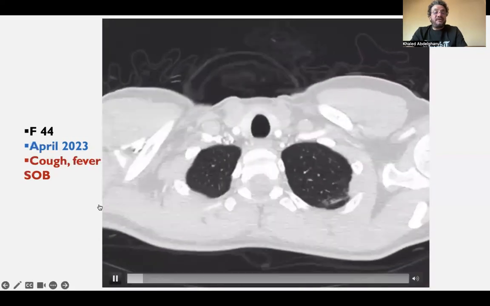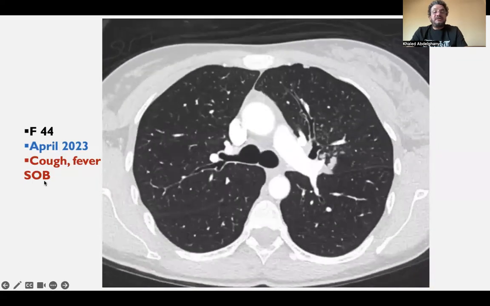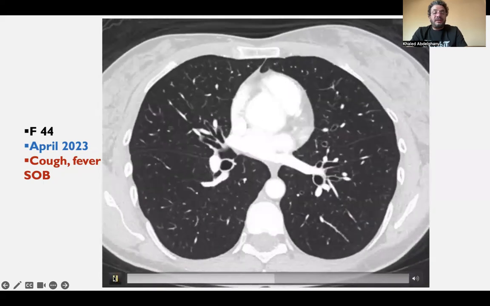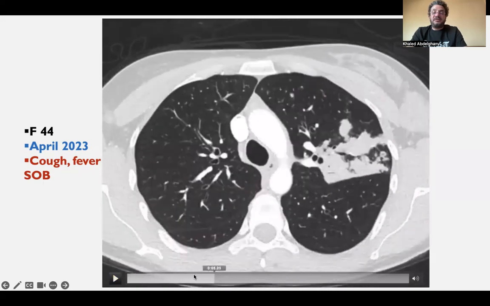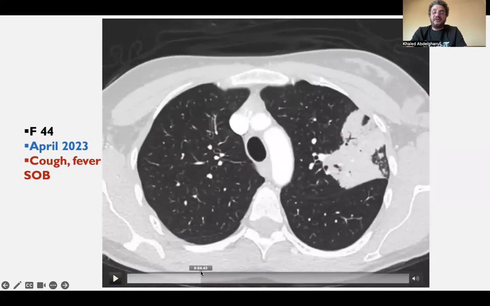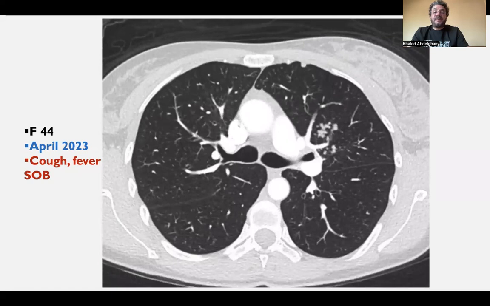This is the first scan. The patient was complaining of cough, fever, and shortness of breath. In this scenario, the patient is treated as infectious pneumonia. As you see here, the consolidation, adjacent centrilobular nodules, and here some of them are branching into a tree-in-bud appearance. Also, this can happen in both infection or tumor. And this is the mode of distribution. The mode of spread is endobronchial spread for tumor or infection.